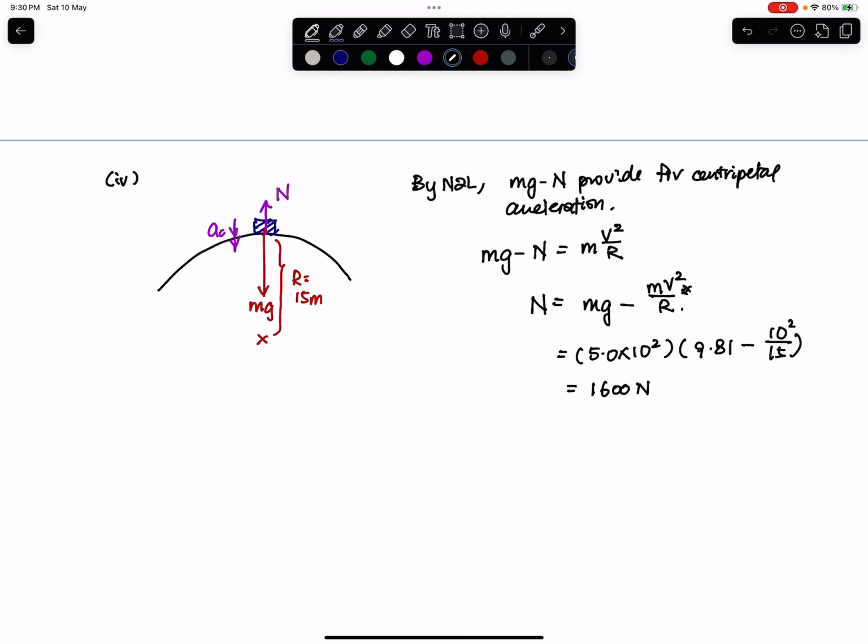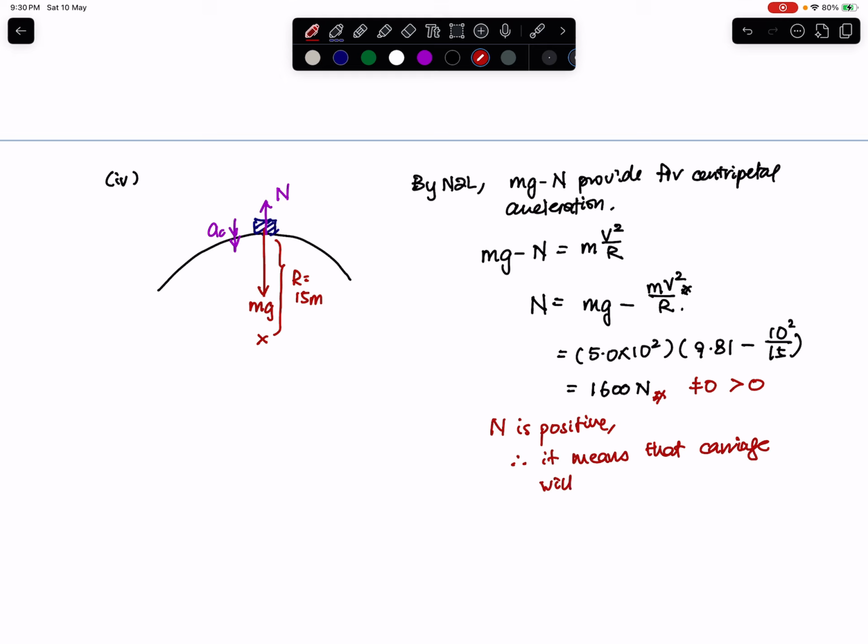That works out to be 1,600 newtons. So this value is not equal to 0, and in fact it is bigger than 0. It tells you therefore it's going to stay in contact. N is positive. Therefore it means that the carriage will stay in contact. Done.